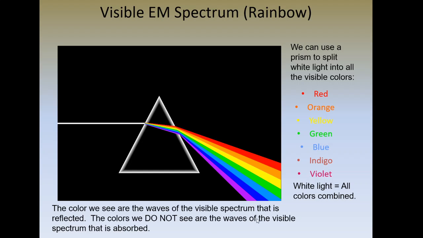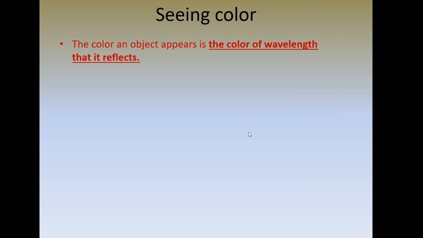The colors we do not see are the waves of the visible spectrum that are absorbed, and we actually see the ones that are reflected. White light is where all the light is reflected off, and that's why something looks white, and something that looks black actually absorbs all these different wavelengths. So the color an object appears is the color of wavelength that it reflects.